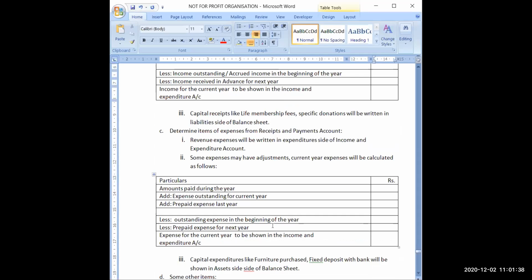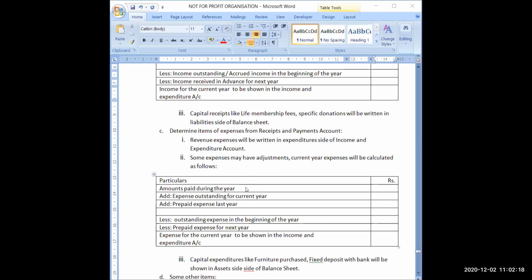Now coming to the third step, you have to determine the expenses. Again, the expenses will also be classified into revenue expenses and capital nature expenses. So all the revenue expenditures will be written on the expenditure side of the income and expenditure account. And some of the expenses may have adjustments also. What type of adjustments can they have? Your objective is to calculate the current year expenses only.